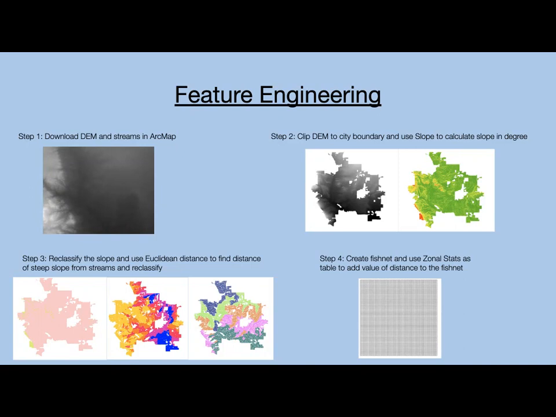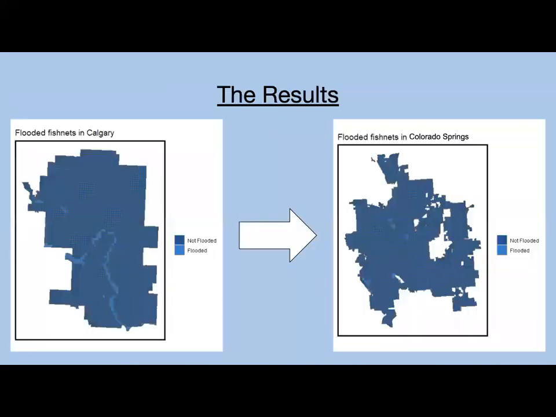And finally, we created a grid of rectangular cells known as a fishnet to analyze the proximity to steep slopes within each cell. We made this fishnet 500 by 500 meters.